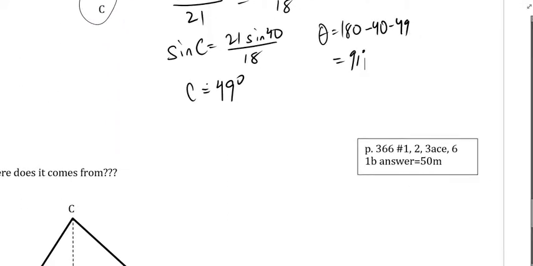Okay, so you can write down, there's our practice, it's on the classroom, 366, 1, 2, 3, ACE, and number 6. And I'm not going to have you copy down.